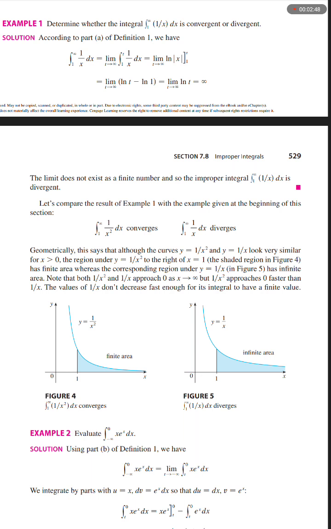Note that both 1 over x squared and 1 over x approach 0 as x approaches infinity, but 1 over x squared approaches 0 faster than 1 over x. The values of 1 over x don't decrease fast enough for its integral to have a finite value.